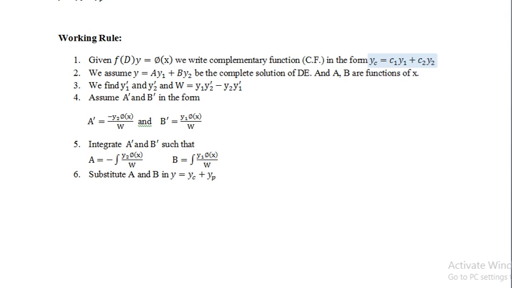Then we calculate y1 dash and y2 dash, that is the differentiation of y1 and y2. Then we use the formulas for A dash and B dash, where we substitute the values of y1, y2, the Wronskian and phi of x. Then we simplify and integrate to get the values of A and B. Finally we substitute the A and B values in y equal to A y1 plus B y2, which gives the complete solution y is equal to yc plus yp.